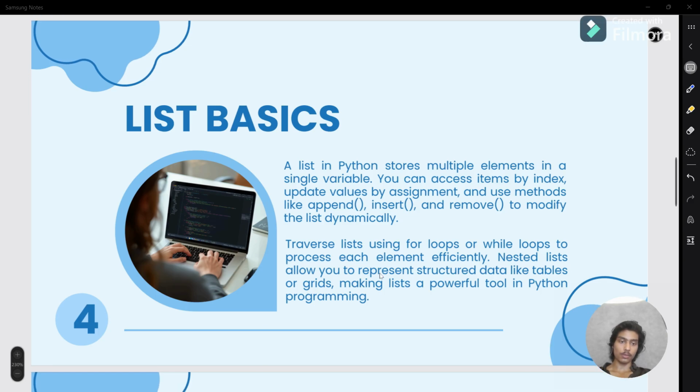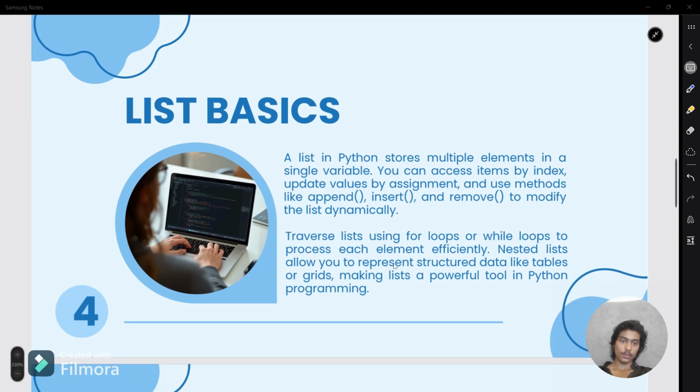So now let's see what is written. Then we will come to the VS Code and I'll explain. So traverse list using for loops or while loop to process each element efficiently. Nested lists also allow you to represent structured data like tables or grids, making list a powerful tool in Python programming. So yes, we can use loops in a list, so it is a very useful thing. So now I'm going to explain what lists are. So first we have come to the VS Code.